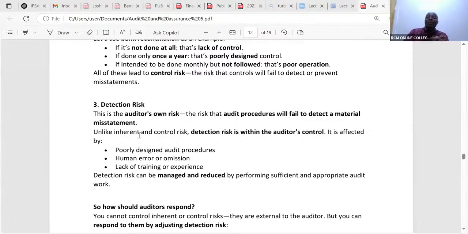Unlike inherent and control risk, detection risk is within the auditor's control. It is affected by poorly designed audit procedures, human error or omission, and lack of training or experience. Detection risk can be managed and reduced by performing sufficient and appropriate audit work.